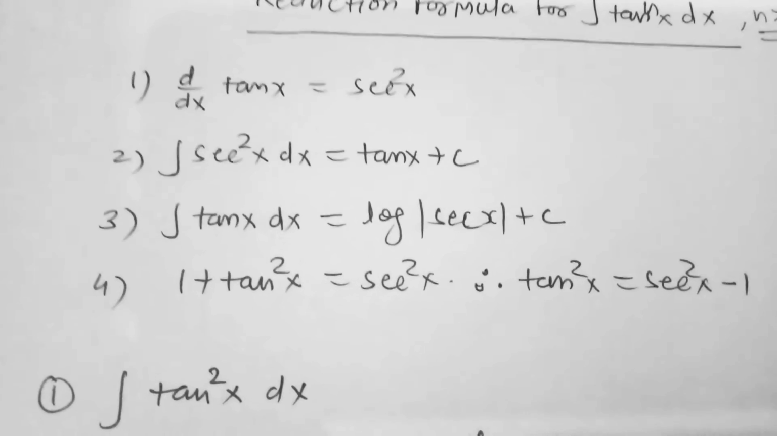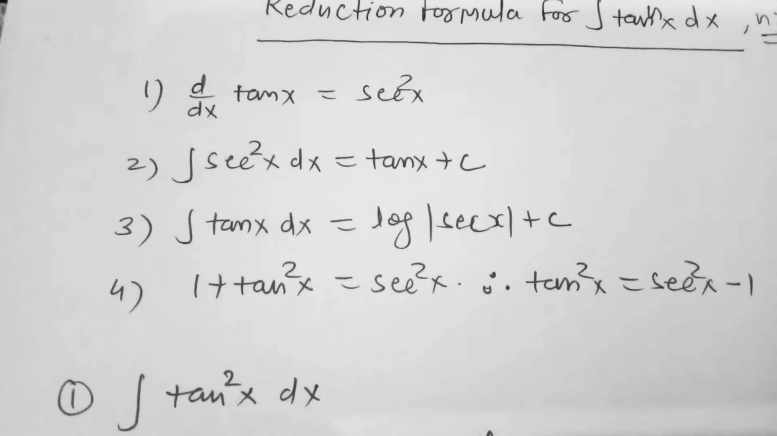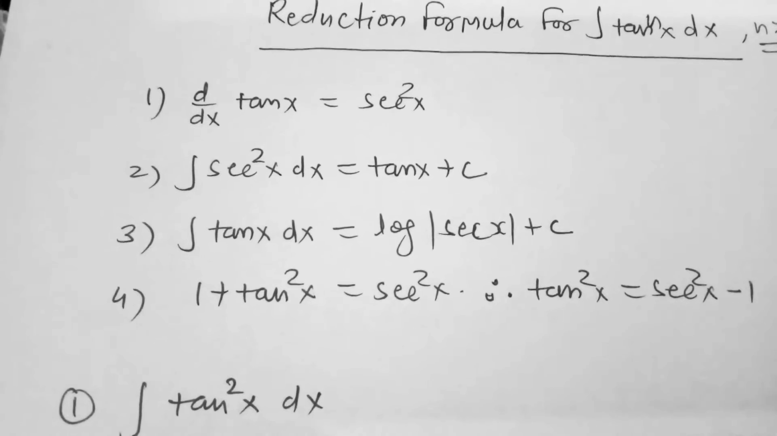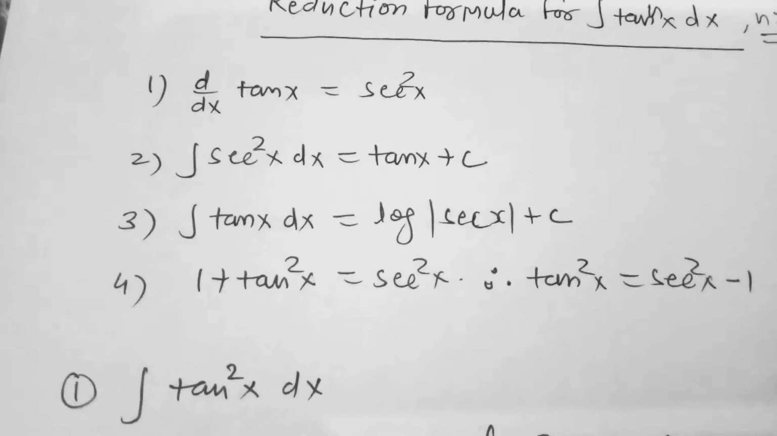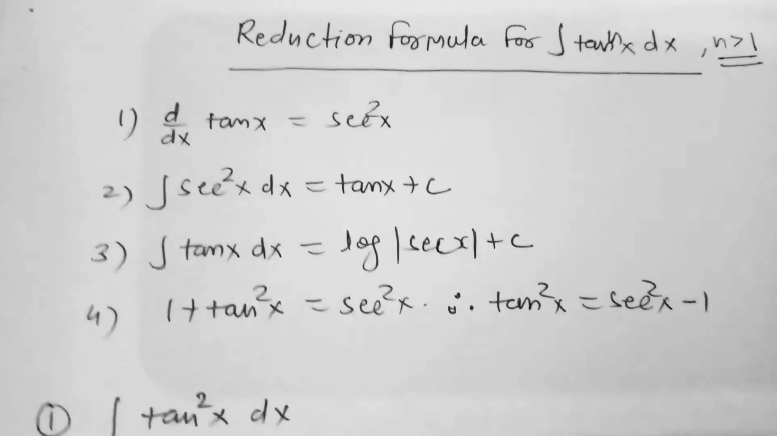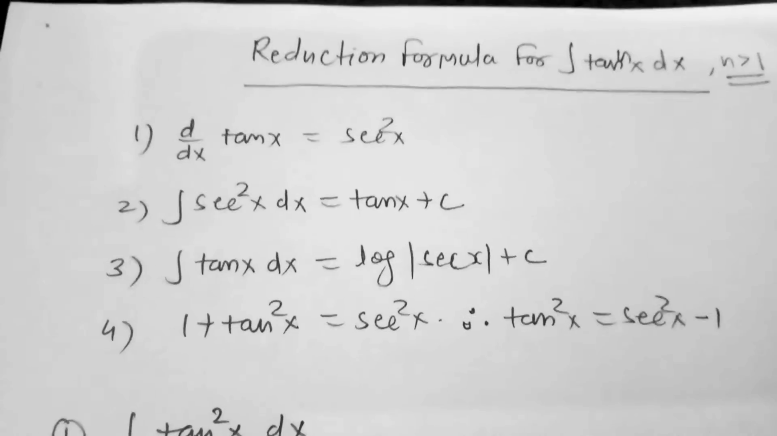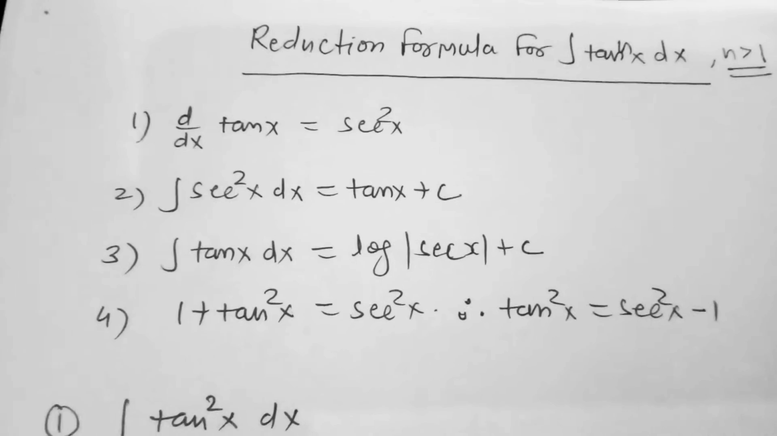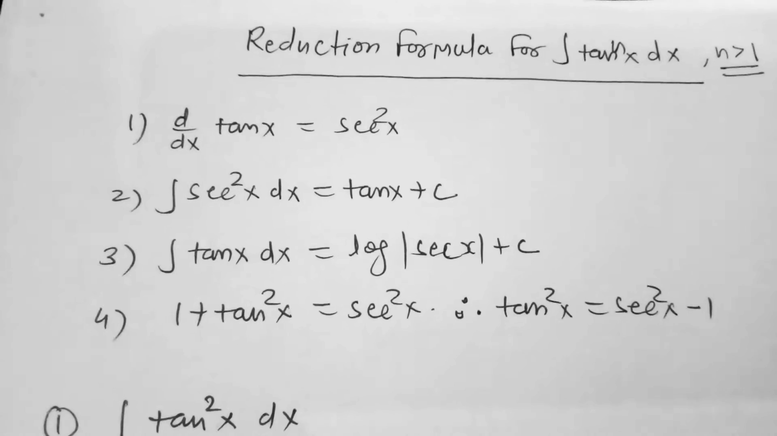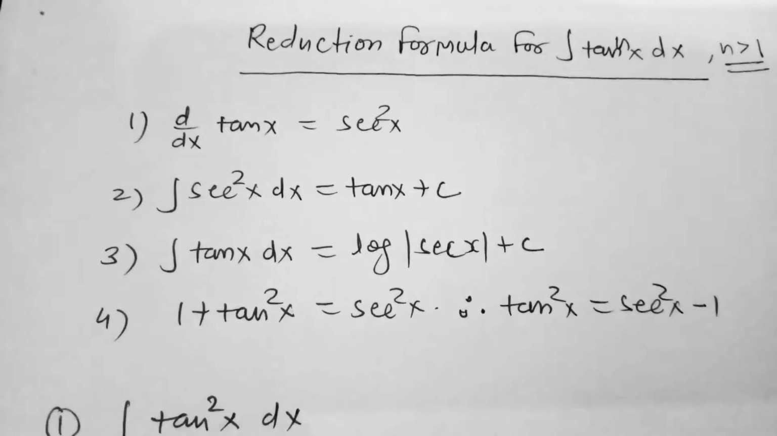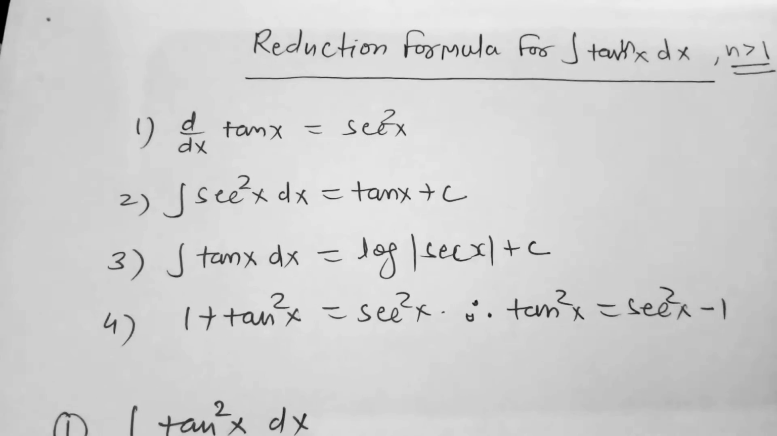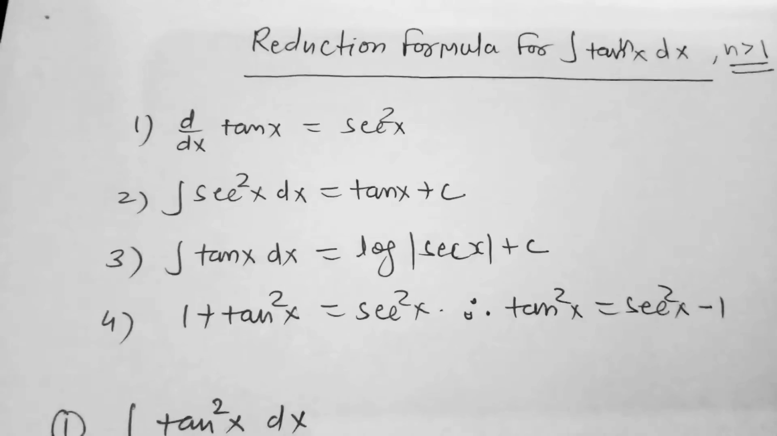We will see how it helps to find out the integration of tan to the power 3x, tan to the power 4x, tan to the power 5x dx. And then we will derive the formula. We will generate the pattern to find out the integration of tan to the power of any number which is greater than 1, either odd number or even number. That reduction formula will help us to find out the integration of higher powers of tan x in a single step. We will see how.